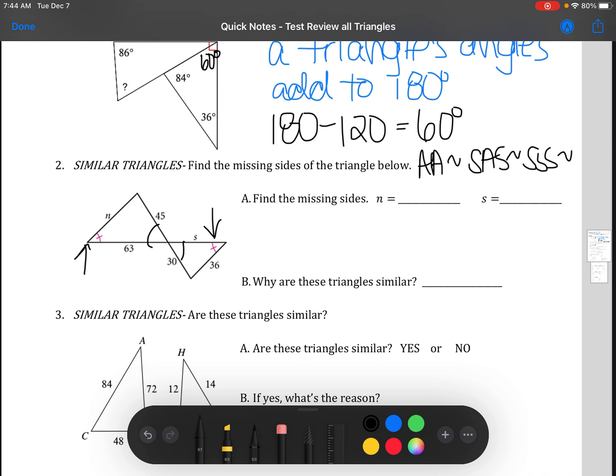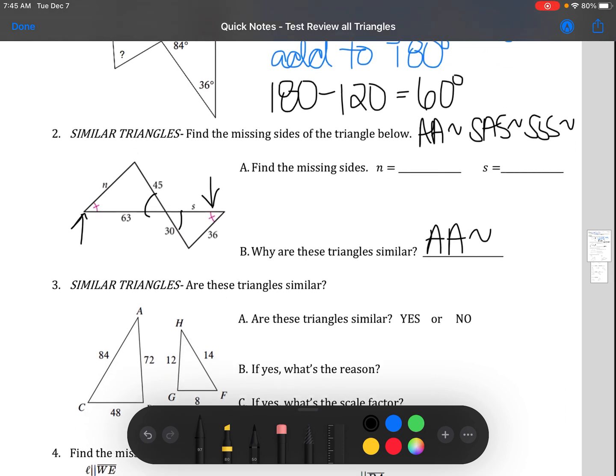So I would say, based on the picture, since we don't know all the sides, I would actually veto side-side-side or side-angle-side. And then the angle, we have the pink angles in my picture, and then my vertical angles are congruent. So for B, they have angle similarity. So there's a freebie for you.